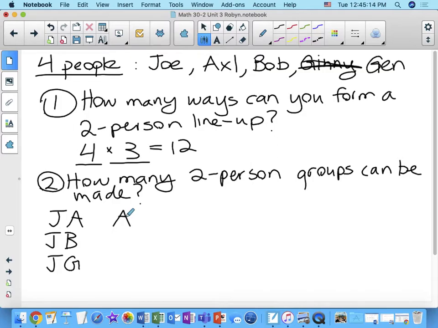Okay, but what other groups could I make with Axel? AB, Axel and Bob. Okay, or what else? AG, Axel and Geneva. Okay, so I've exhausted the possible groups with Axel. Okay, let's move on to Bob. So I'm trying to do this systematically, right? I started with Joe. I figured out all of the possible groups with Joe. Then I moved onto Axel, and I figured out all the possible groups with Axel. Now I'm moving on to Bob. Okay, what are the groups that I could make with Bob that haven't been made already? Yes, Bob and Jen.